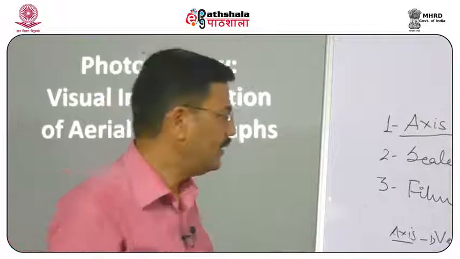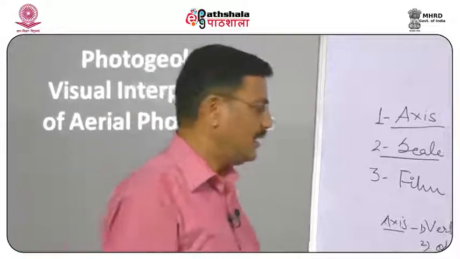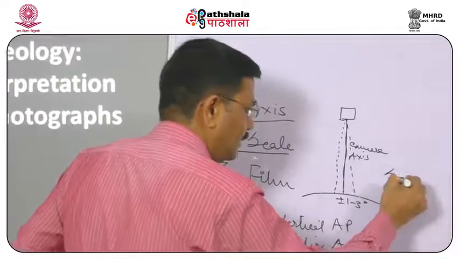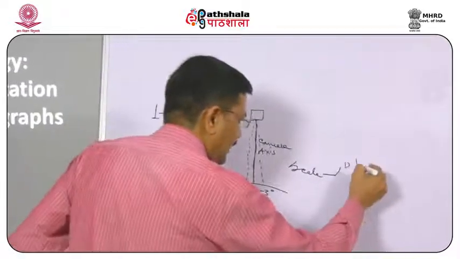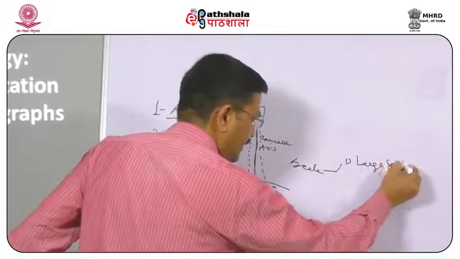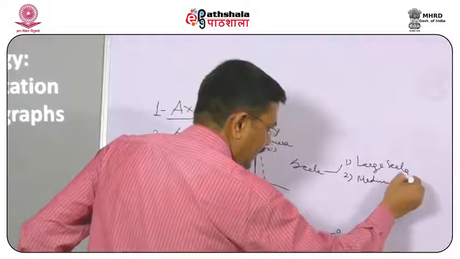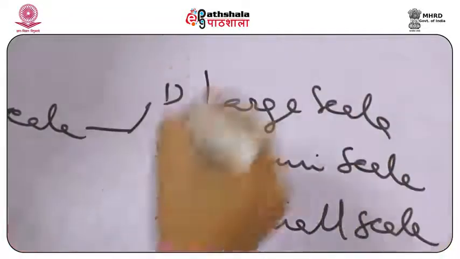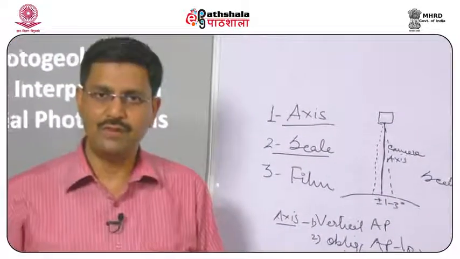Now, let us see the second one, the scale, which is very important. Based on the scale we can classify aerial photograph again into 3 categories. One is large scale aerial photograph, number 2 medium scale aerial photograph, and number 3 small scale aerial photograph. Now, you must have also studied the scale in cartographic modules.